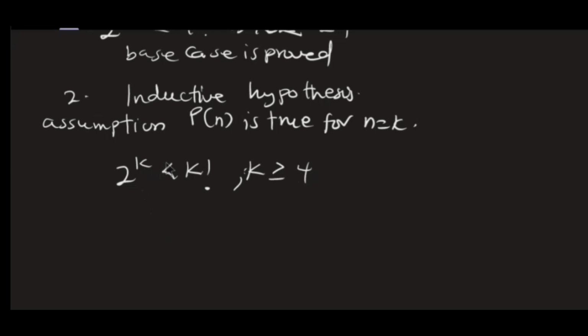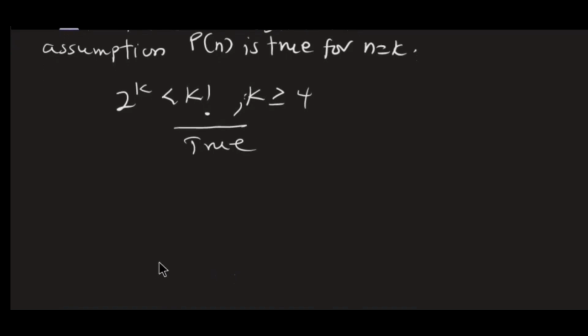So right now our statement is 2 to the power k less than k factorial for k greater than or equal to 4, and this statement is assumed true. At the inductive hypothesis stage, you have to make the statement true for a particular value. Here we choose a constant k. Then let's move to the third step, the inductive step.